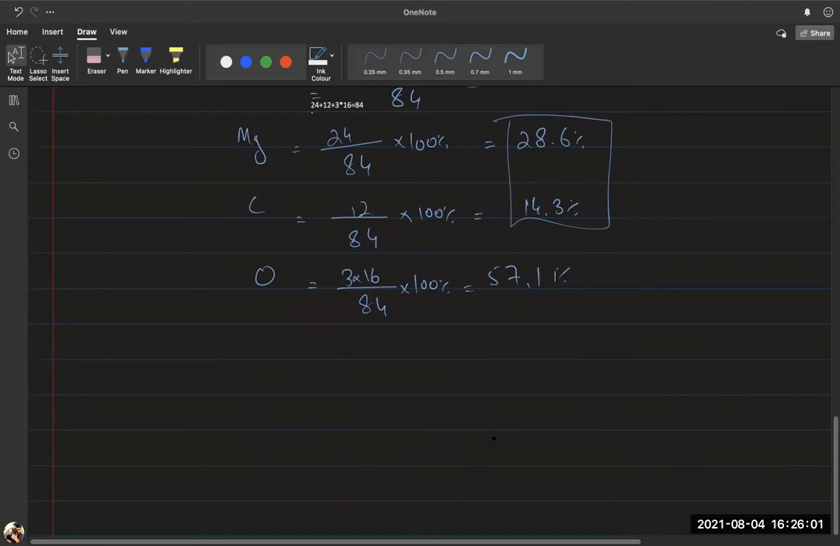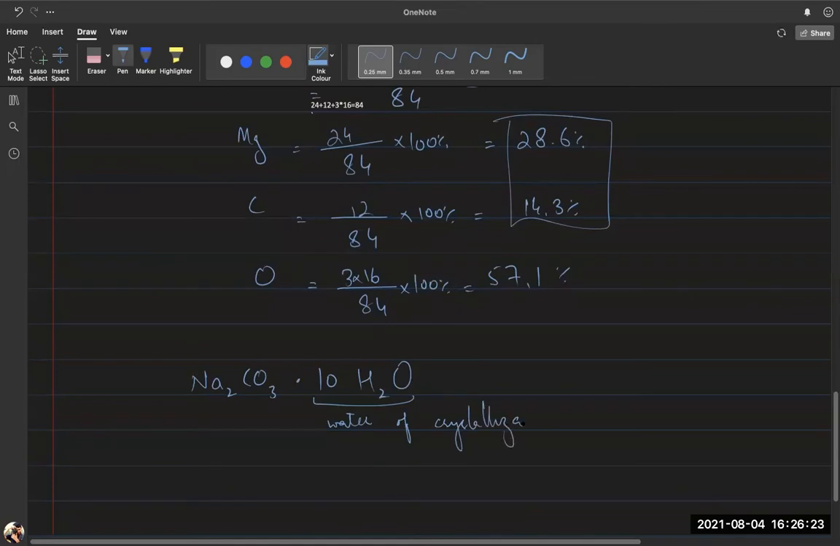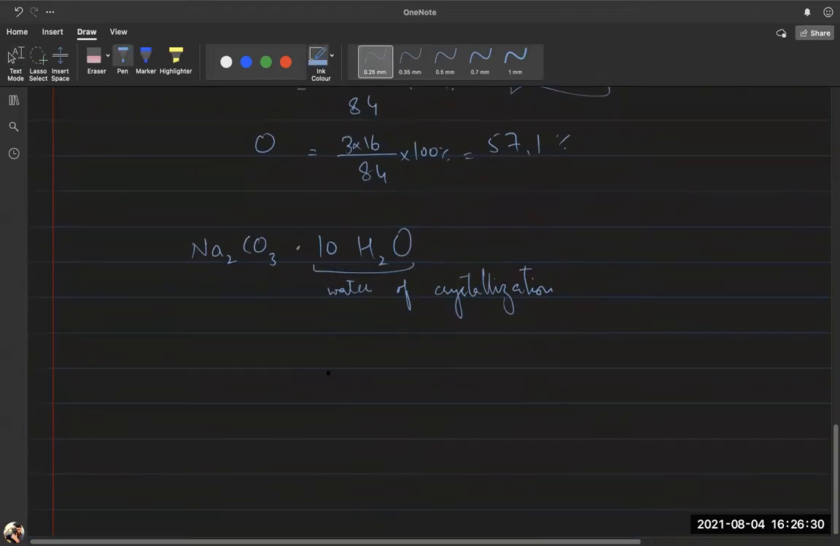Now, sometimes we get water as part of this crystal. For example, if I had sodium carbonate and that has this thing written alongside, what does it mean? It means it's the water of crystallization. It is what allows it to make crystals. So water acts as a glue, bringing these sodium carbonate formula units together, making crystals. So you have 10 water molecules. When you're taking the MR of this thing, you need to account for that.